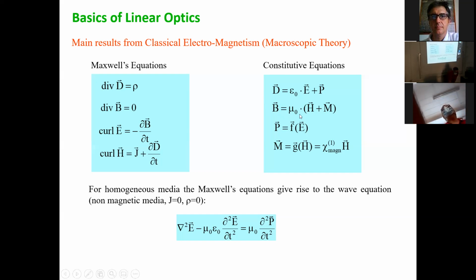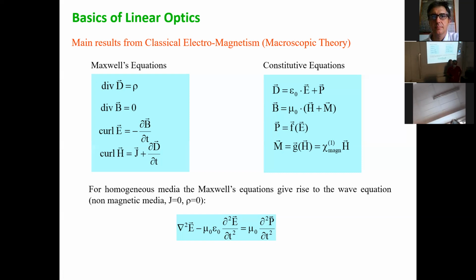And the B field is mu naught, the magnetic permeability of vacuum, times the sum of the magnetic field plus the magnetization. Epsilon naught is the electric permittivity of vacuum. Okay?